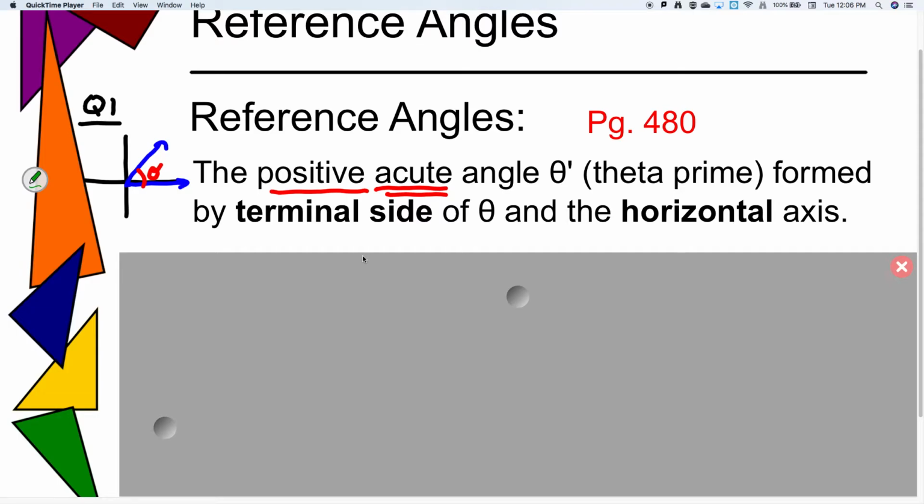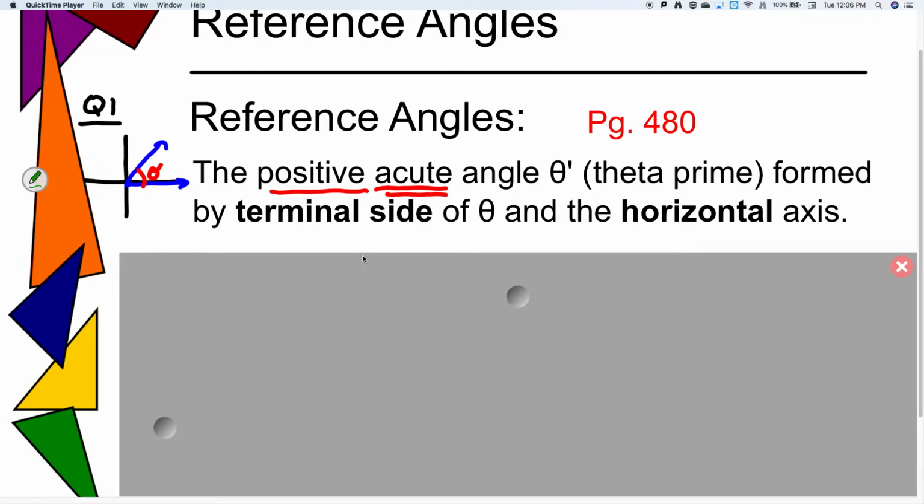Quadrant 1, is that angle positive that I've drawn? Yeah, because it's going counterclockwise. Is it acute? Yeah, because it's in quadrant 1. So if it's an angle in quadrant 1, I don't have to do any work. It is positive. It is acute. It is a reference angle.